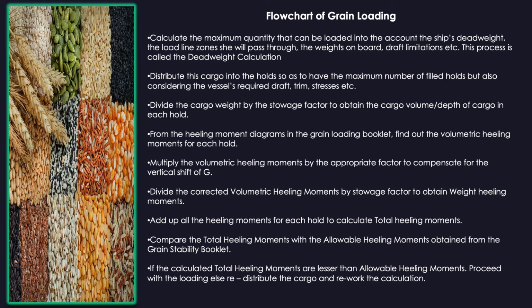From the heeling moment diagrams in the grain loading booklet, find out the volumetric heeling moments for each hold. 4. Multiply the volumetric heeling moments by the appropriate factor to compensate for the vertical shift of G. 5. Divide the corrected volumetric heeling moments by stowage factor to obtain weight heeling moments. 6. Add up all the heeling moments for each hold to calculate total heeling moments. 7. Compare the total heeling moments with the allowable heeling moments obtained from the grain stability booklet. 8. If the calculated total heeling moments are lesser than allowable heeling moments, proceed with the loading, else redistribute the cargo and rework the calculation.